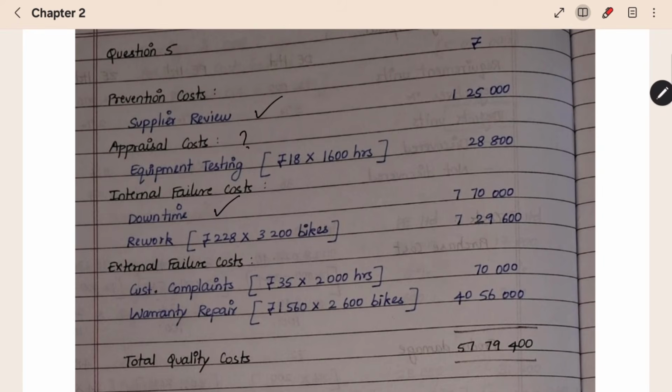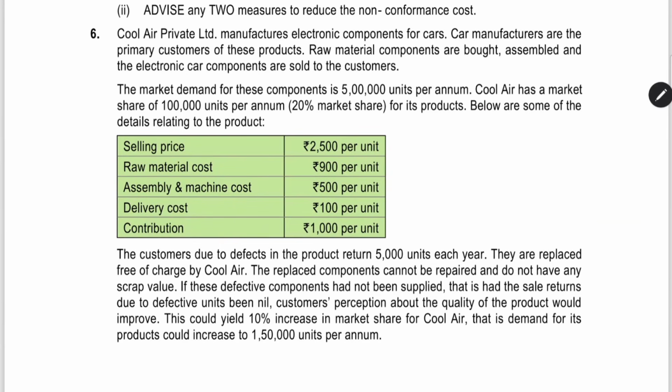Why it will not come under appraisal is that it is not testing or inspection. It is just downtime. So it will be coming under internal failure cost. That's all about question number 5. Now we are going to see question number 6.